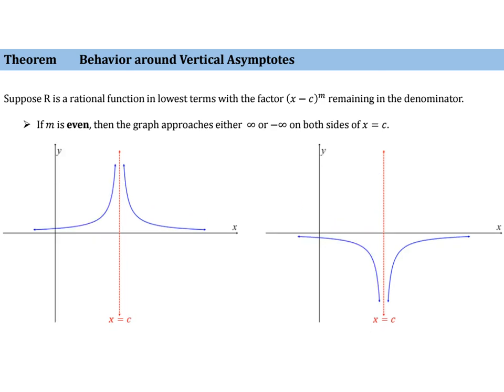An even exponent, on the other hand, would mean that there is the same behavior on either side of the asymptote. So an even exponent would mean that we would have both increasing to positive infinity or both decreasing to negative infinity on either side.